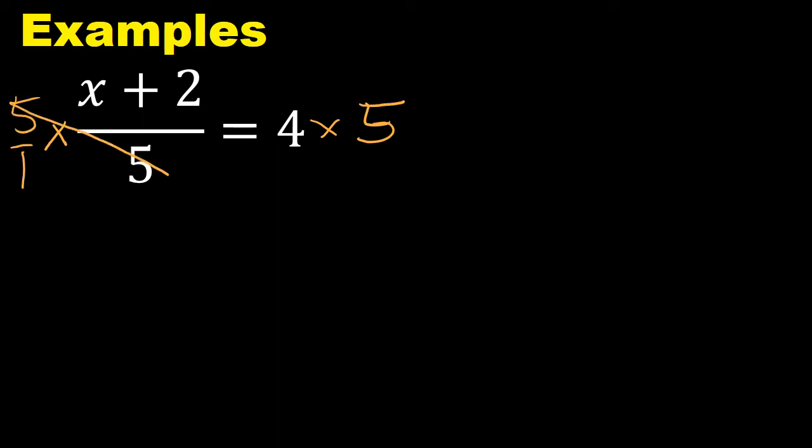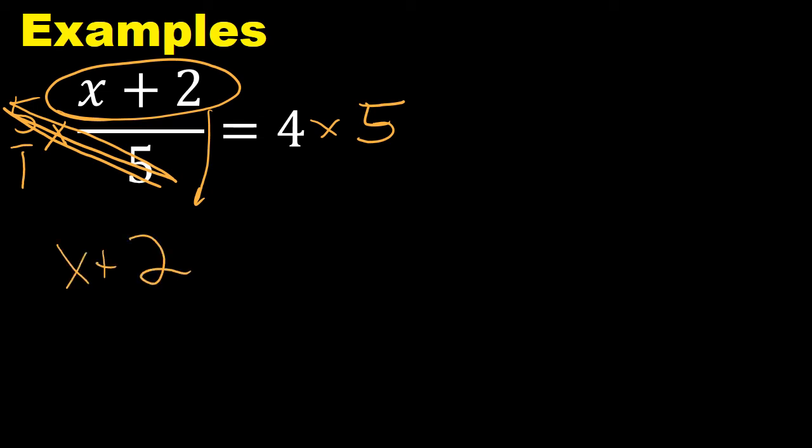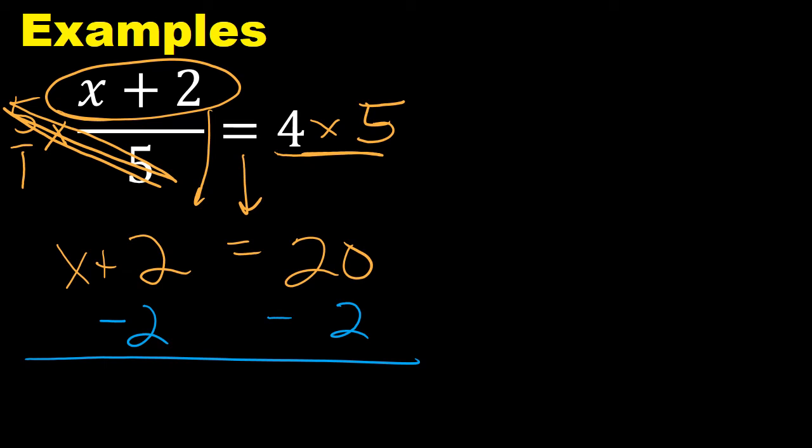What this is going to do is that my 5's cancel out. So I'm going to bring x plus 2 down, bring down my equal sign, and then 4 times 5 gives me 20. So there is my first step. Second step in this case is I'm going to subtract 2 from both sides, which leaves me just with x being equal to 18.